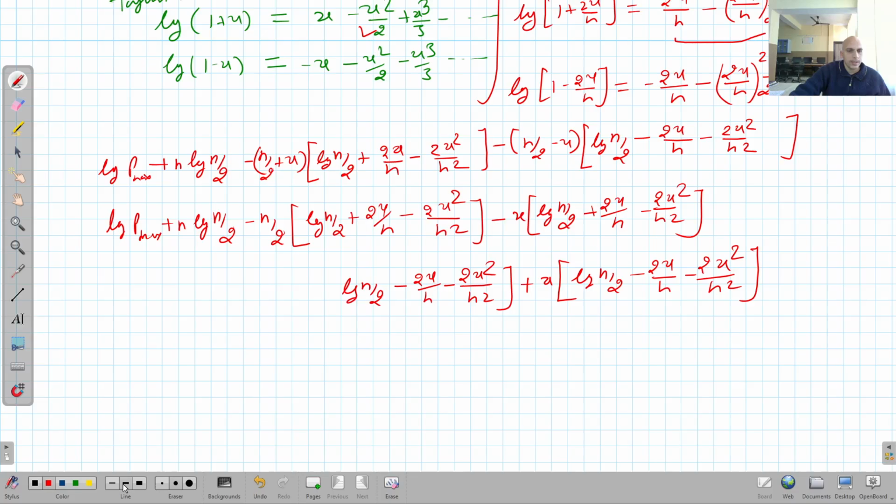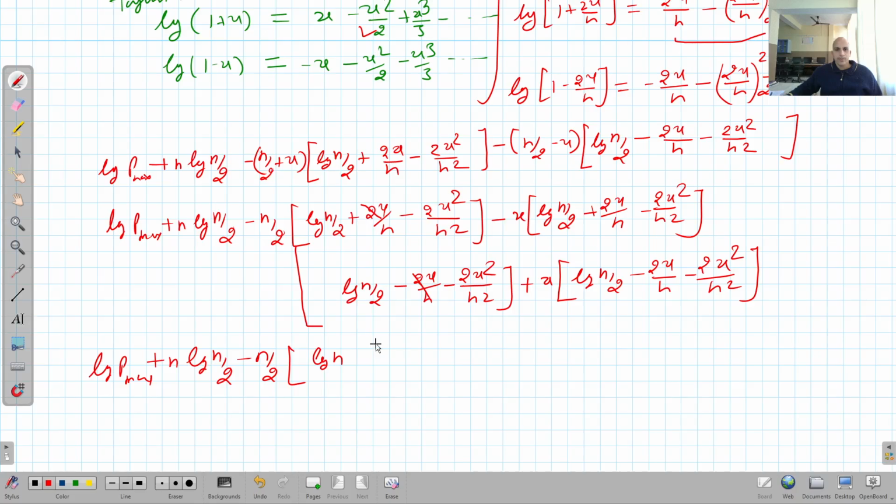So I can write it in this way. I'm extending this bracket up to this. So you can see the terms, this will get cancelled with this, right? You will get a log of p maximum plus n log of n by 2 minus n by 2 bracket log of n by 2 plus log of n by 2, right? You will get log of n, clear?